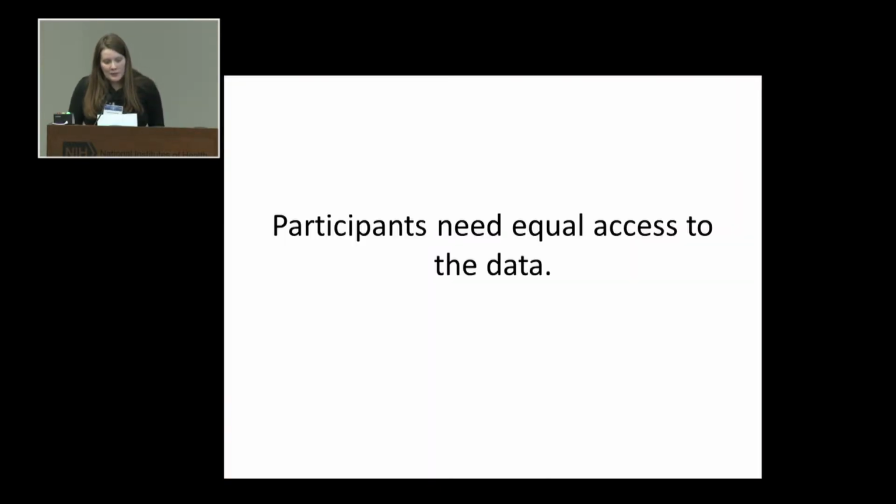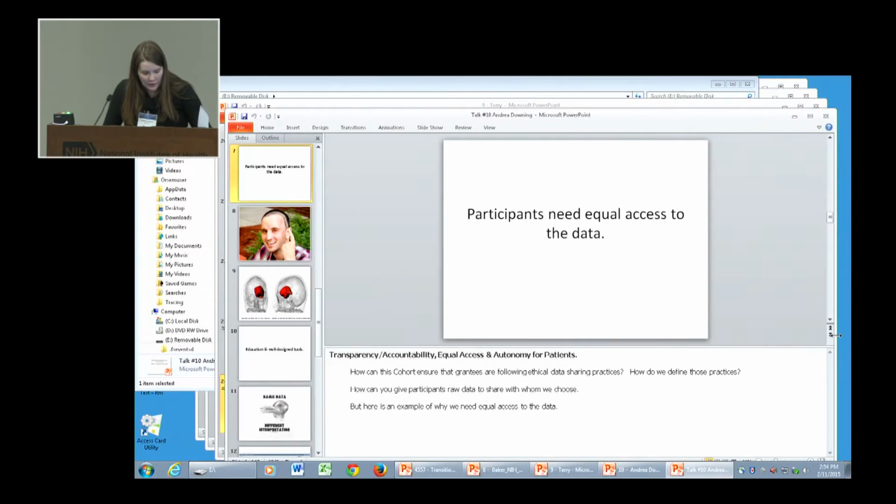We need participants to have equal access to the data. So examples of this include a cohort that ensures that grantees are going to follow ethical data sharing practices. And we also need to make sure that when we are bringing patients to the table, that they are part of the funding decisions.